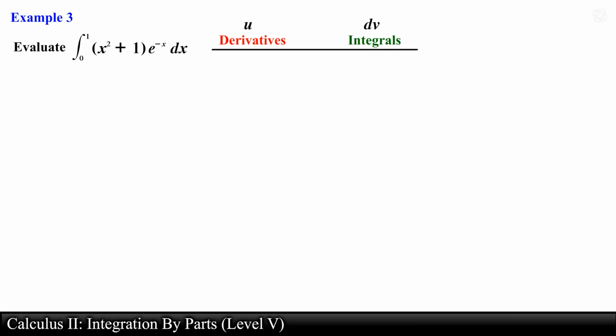So we create two columns. In one column, we will list u and its derivatives, and in the second column, we will list dv and its integrals, or antiderivatives. So we are going to let u equal x squared plus 1, and continuously take its derivative until it reduces to 0, as follows. In the same manner, we will successively find the integral of e to the negative x until we match the number of rows from the differentiation step. So doing that, we have the following.